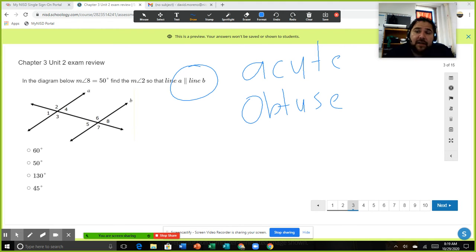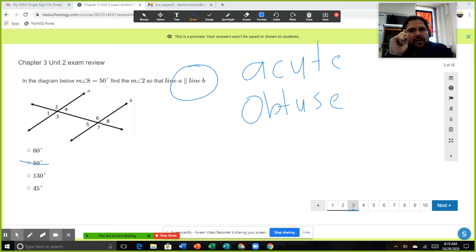Angle 8 looks like it's acute. Well, it's 50 degrees, right? So that means it's acute. Angle 2 looks like obtuse, right? So those two, they're not congruent. So we know it's not 50. Okay, so what other angle measure could it be? Well, guess what? Whenever you have an acute angle and an obtuse angle, and the lines are parallel, and this is only for lines that are parallel, okay? They're supplementary. That means they add up to 180. So if that angle is 50 degrees, and that's an acute angle, then an obtuse angle must be 130.